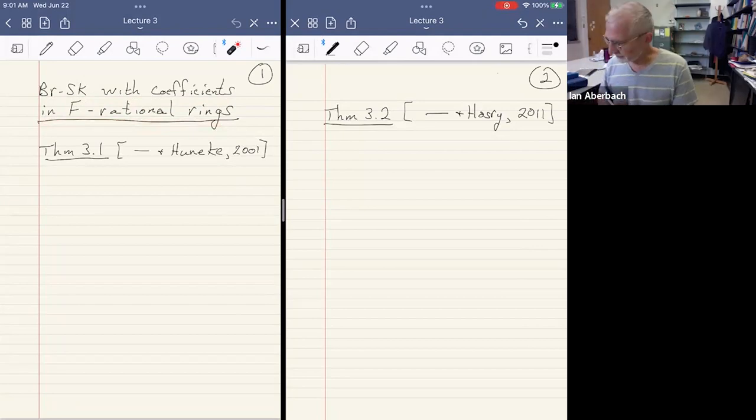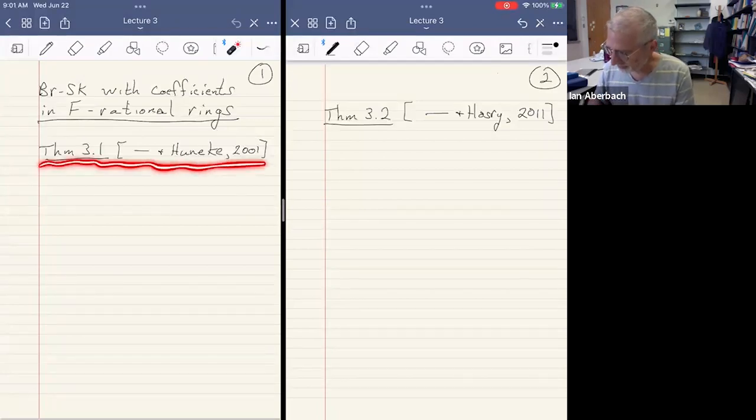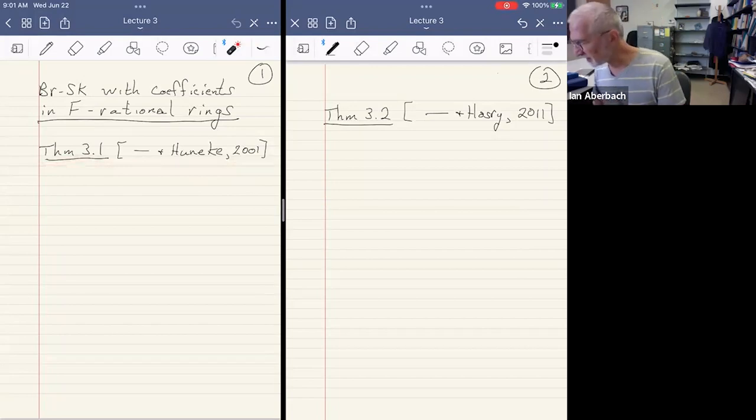Hunicke and I were interested in that, of course, once we had the F rational result. And so we proved the following theorem in a follow-up paper. It's a little technical, it has a lot of hypotheses. So let me write it out.